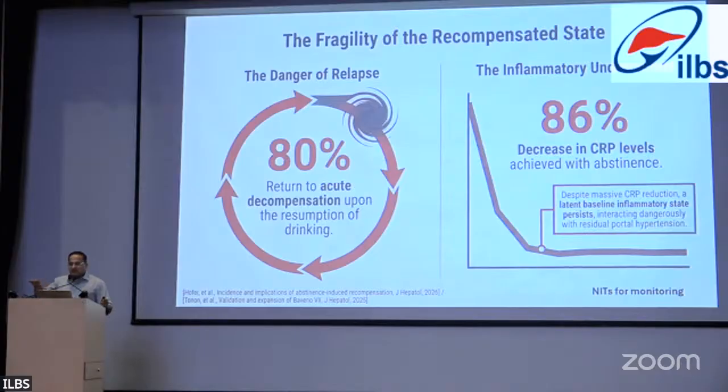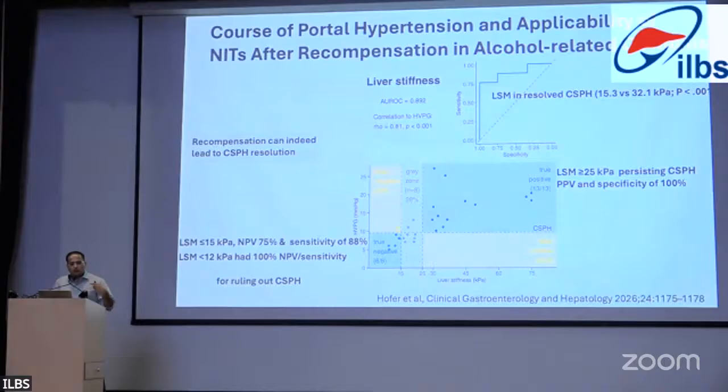The inflammatory undercurrent persists. Although the CRP levels go down, it is not normal. And we should monitor them with non-invasive tests in the follow-up. There is a need to assess how the NITs work in this group of patients. And there is one small follow-up data after the previous study by the same authors from Vienna. What they have shown is how the NITs work after recompensation. This is very interesting data.